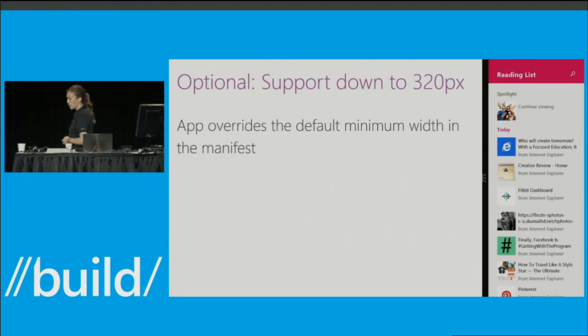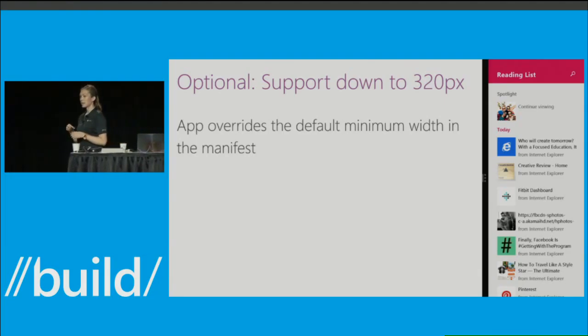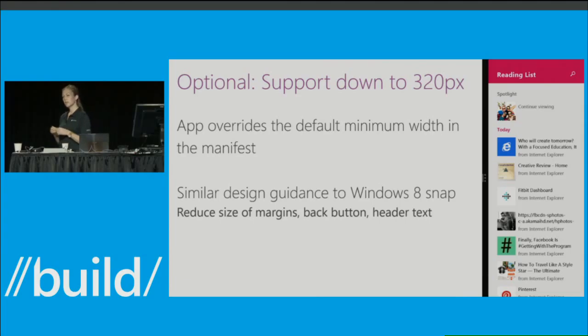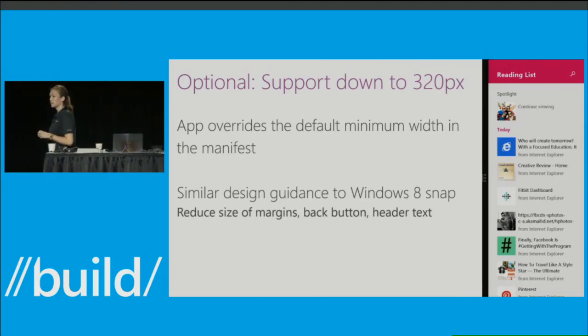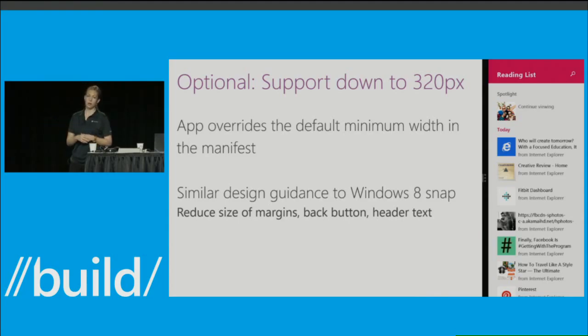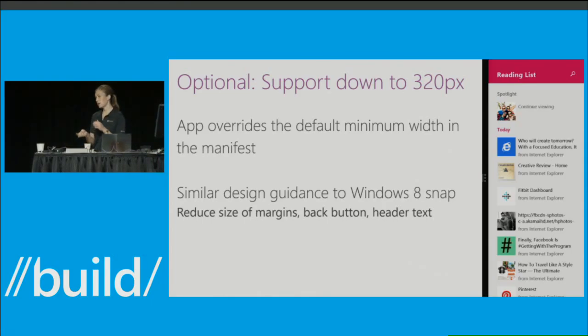So I mentioned you get started with this by overriding the minimum width property in the app manifest to 320 pixels. And then the particulars of the design guidance are pretty much the same as in Windows 8. So these values are on MSDN today. And it's all about reducing the size of the margins, reducing the size of the back button and the header text, and typically transitioning to a vertical-oriented app or vertically scrolling app.